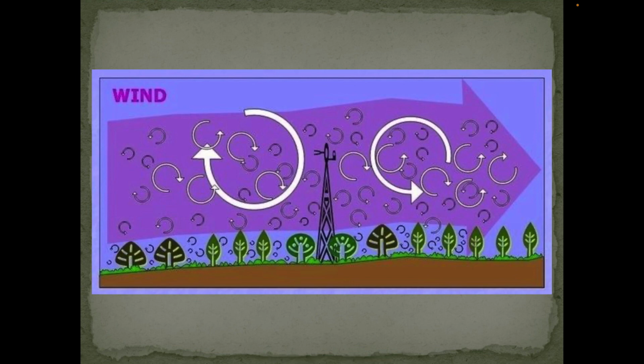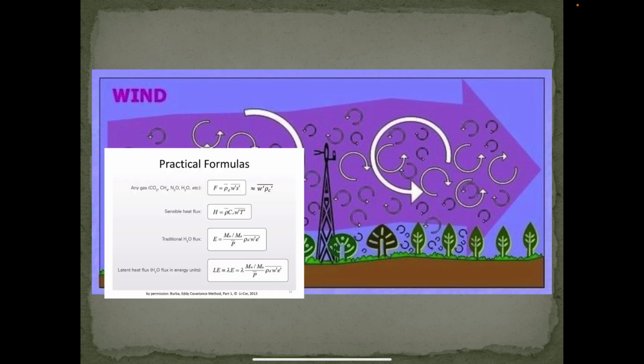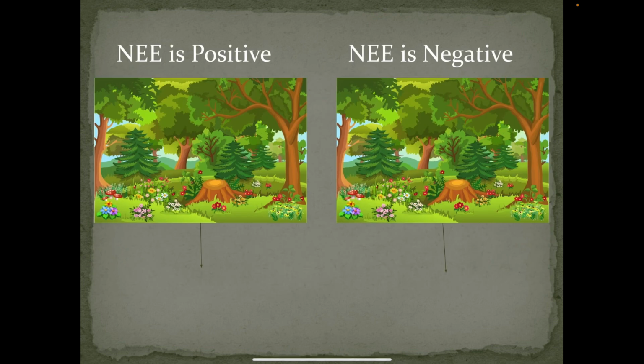Eddy covariance is used across the globe and can be a very accurate way to measure carbon exchange over a forest or ecosystem. These large towers are outfitted with sensors that pick up temperature, moisture, and of course, CO2 exchange between the forest below and the atmosphere above. Complex mathematical equations made multiple times a second are used to determine the actual CO2 movement between the forest and atmosphere. The final output from these eddy covariance towers is what's called net ecosystem exchange, or NEE.